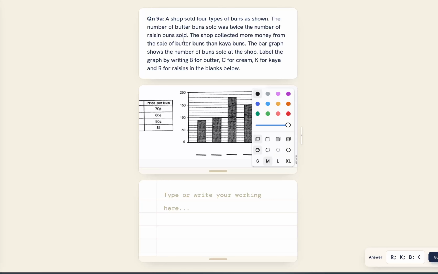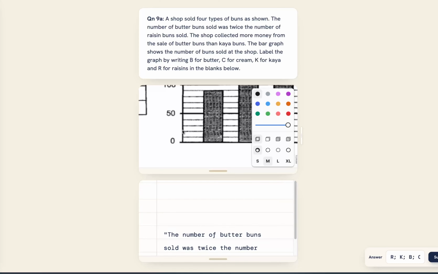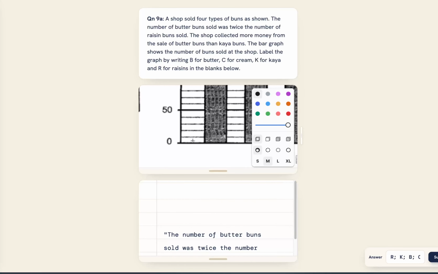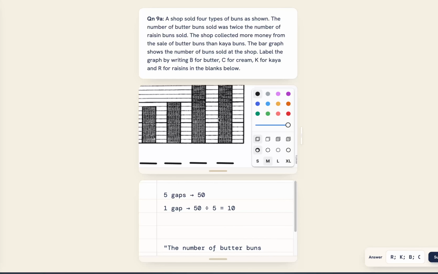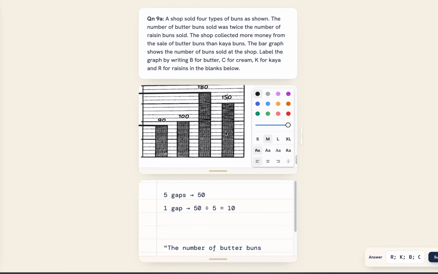So this graph is the number of buns sold. The first statement says here, the number of butter buns sold was twice the number of raisin buns sold. But before that, we always want to get the number of gaps and see how much it's equal to in terms of value. So 1, 2, 3, 4, 5. In this case, 5 gaps go to 50. So 1 gap equals 50 divided by 5. This will be 10. So if we were to calculate for each of these, it will look something like this: 90, 100, 180, and then 150 for these 4 bars.